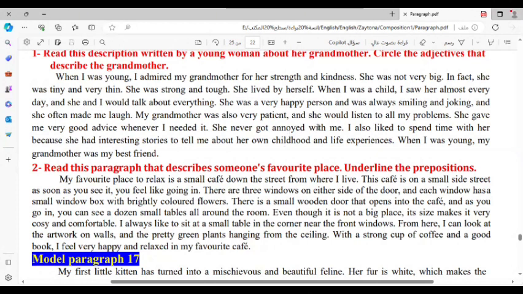Okay, pay attention to using the preposition correctly with the adjective annoyed, which is with. Annoyed with, يعني منزعج من. In Arabic we say من, but in English we say annoyed with. I also liked to spend time with her because she had interesting stories to tell me about her own childhood and life experiences. When I was young, my grandmother was my best friend.